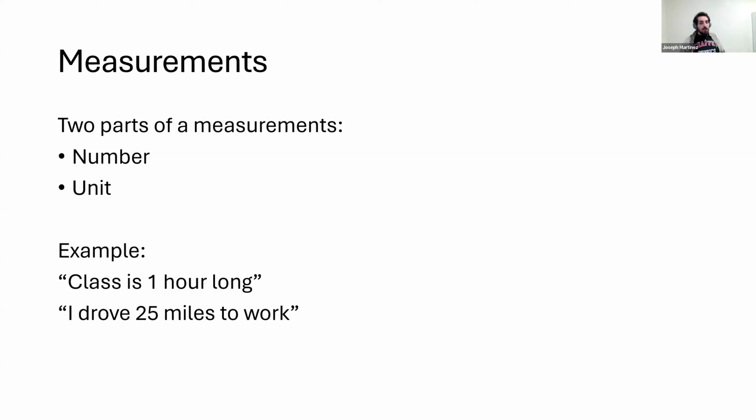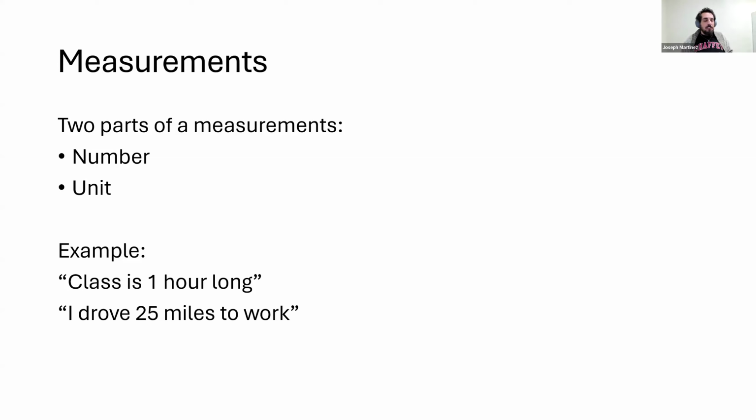We also have an example I gave last time as well. I drove 25 miles to work. It tells you the distance you had to travel. 25 is the number, miles is the unit. 25 miles is a lot different than 25 feet. I wish I worked 25 feet away from work. I'd just get up in the morning and walk to work. But no, I had to drive about 25 miles.